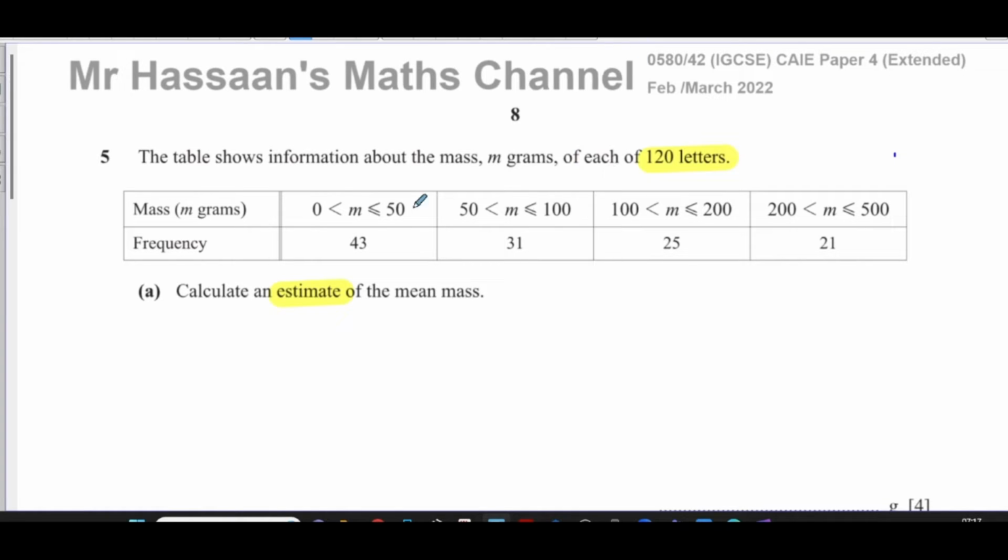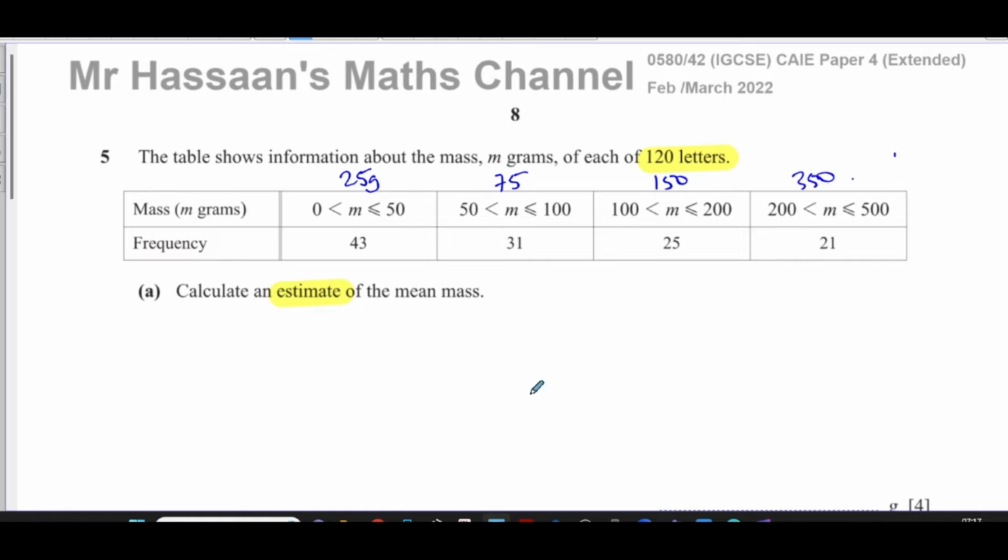So 43 letters, and we estimate their mass to be 25 grams. And for the 30 letters, we estimate their mass to be 150 divided by 2, which is 75. That's halfway between 50 and 100. You add the numbers and divide by 2, it gives you what's halfway between them. Halfway between 100 and 200, that's 300 divided by 2, which is 150. And halfway between 200 and 500, well, that's 700 divided by 2, that's 350.